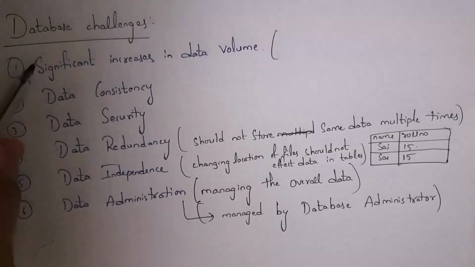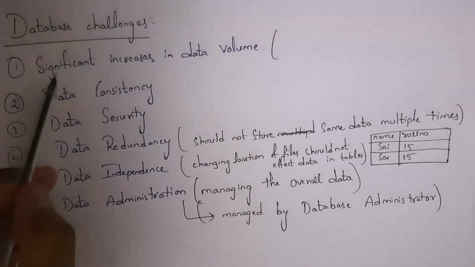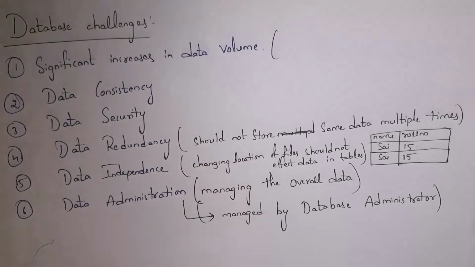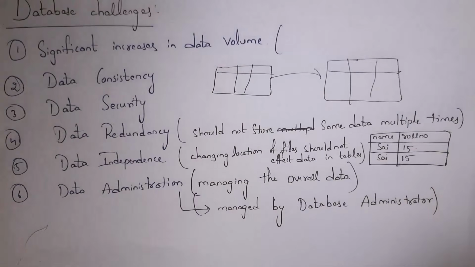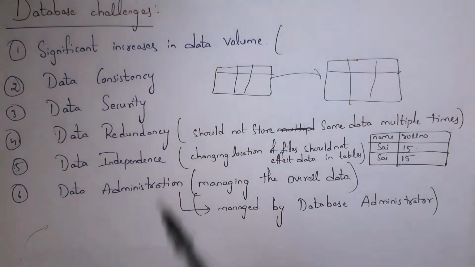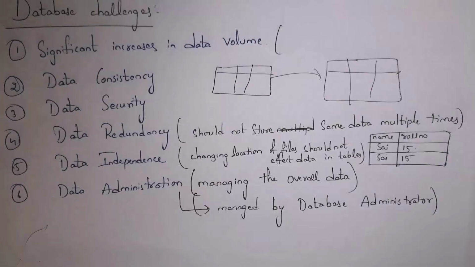Next, I will explain database challenges. First one is significant increase in data volume. Day by day, we will update a huge amount of data in the database. Handling that huge amount of data is a challenging task. And next one is data consistency. For example, if we transfer a database from one location to another location, then whatever data is present inside the database must be correct. Our data should not change if we transfer data from one location to another location.